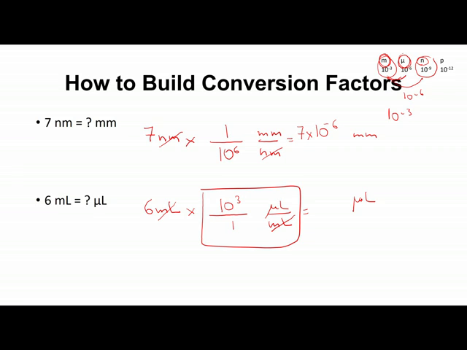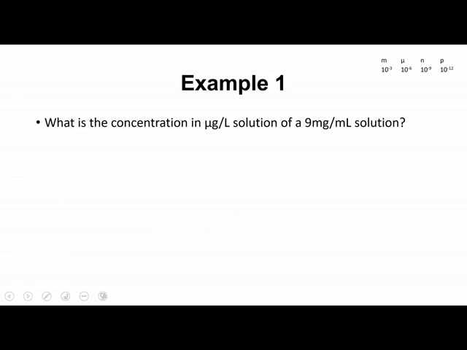Just cross multiply. So 6 milliliters will be equal to 6 times 10 to the third microliters. Sorry, that's a 3. All right. I hope things start making a little bit more sense now. Let's go through another example here.